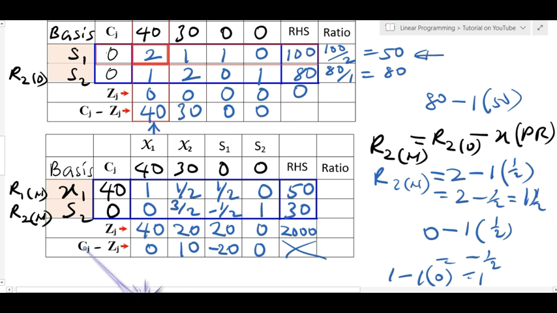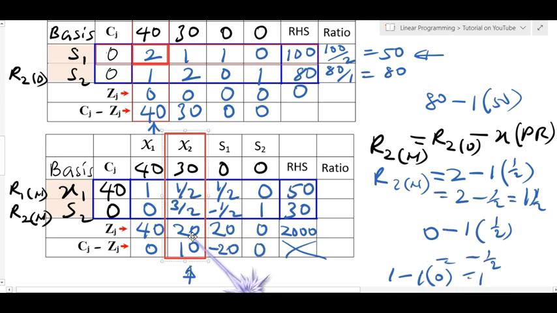The next thing is to check the ZJ minus CJ row to see whether the tableau is optimal. Is there any value here that is greater than 0? The answer is yes, 10. So this variable will now enter the basis. This will now be our pivot column. Let me draw a rectangle on it. Now this is our pivot column, 10.